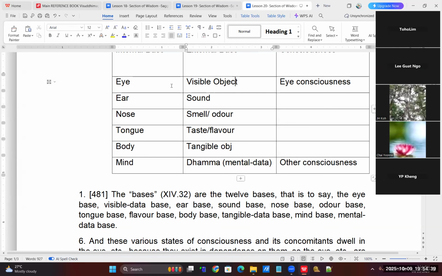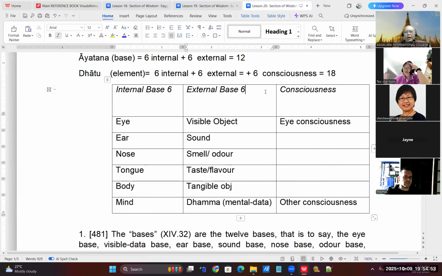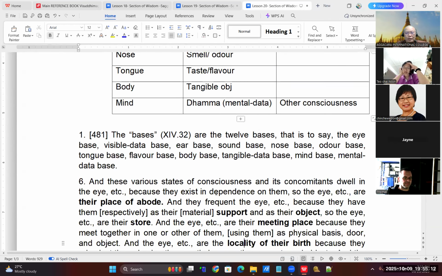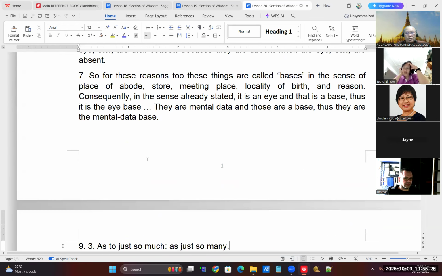All right. So anyway, you've got internal 6, external 6. If you find the 5 aggregates difficult to practice, then this 12 ayatana will be easier. If you don't understand the 5 aggregates, you might as well focus on this one. That's why I want to explain this today, because after you listen to the 5 aggregates, you think it's so difficult. So we might as well focus on this one. You've got this 6, 6, 12, and these are the place, support, and also meeting place, birth and reason. So all these are some information.